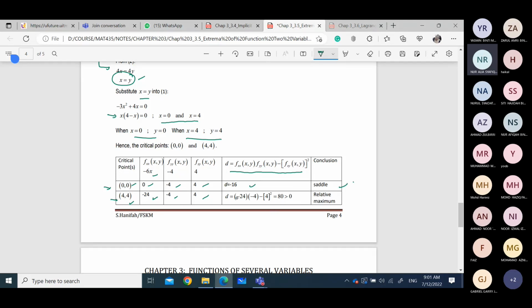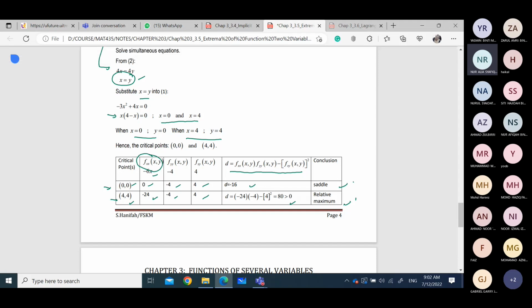Alright, so next we have the discriminant greater than 0. So bila discriminant greater than 0, we need to look at our second order derivative with respect to x. So we tengok either it is less than 0 or greater than 0. If the second order derivative with respect to x on the surface is less than 0, it means that the surface has a relative maximum. Okay, itu je jawapan dia. Alright, any question?